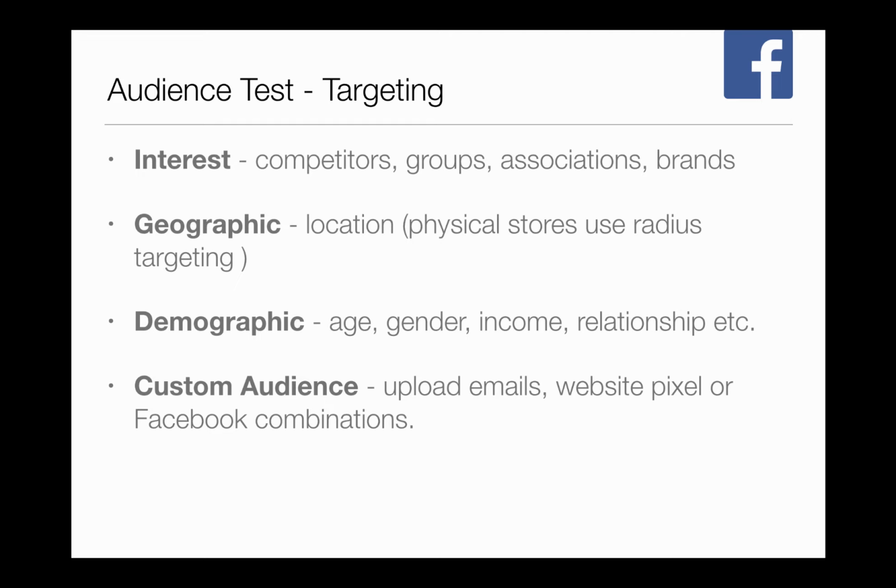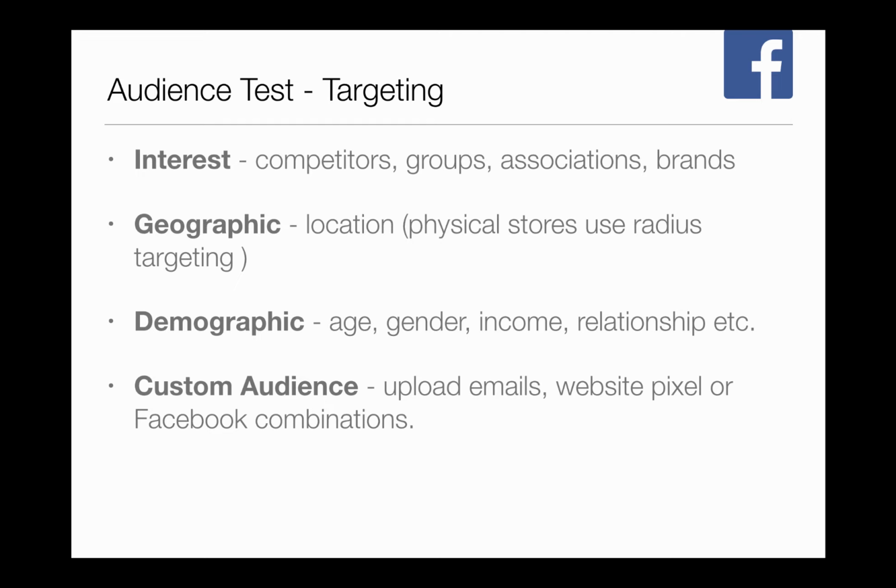The other thing is to use geographic targeting. So this will allow you to really narrow in. You can either target by radius, target by city, state, country, depending on what your product is and how large you want your audience to be.